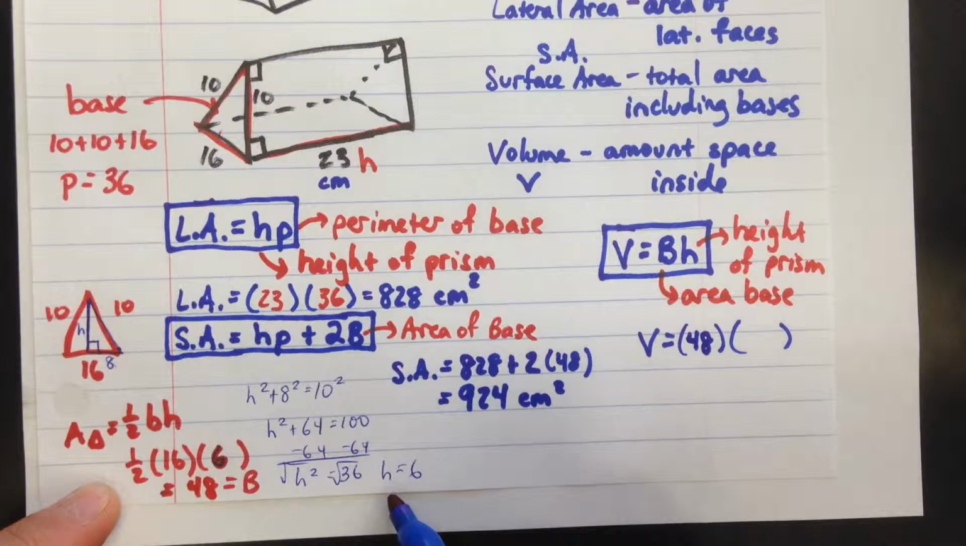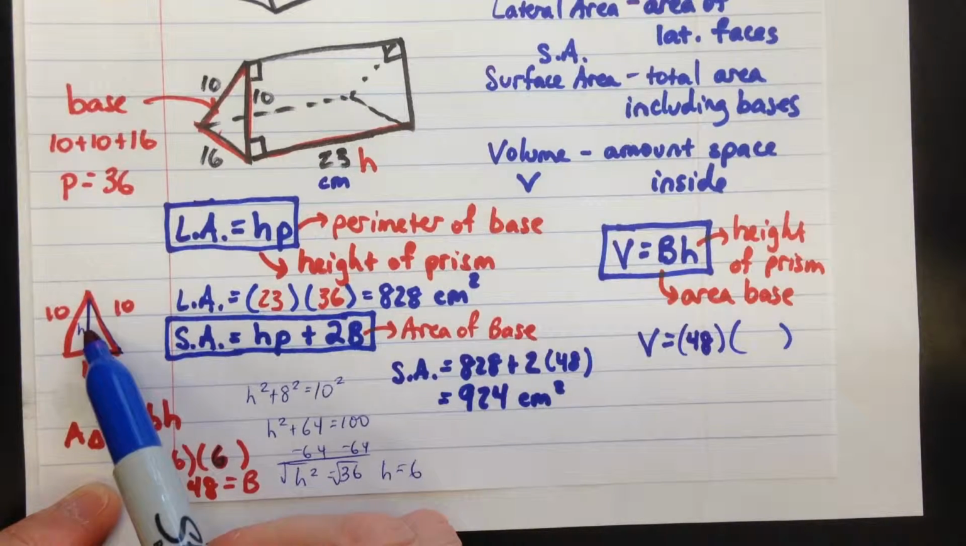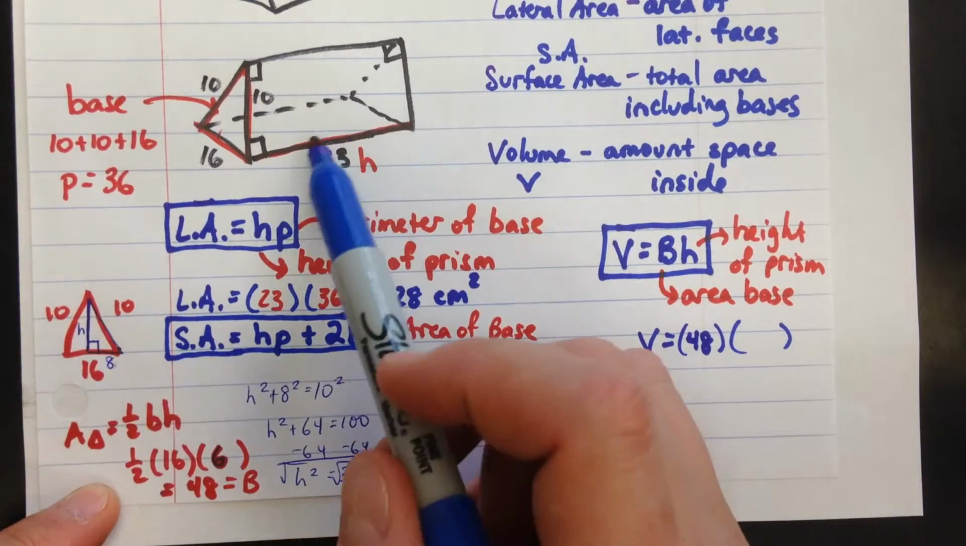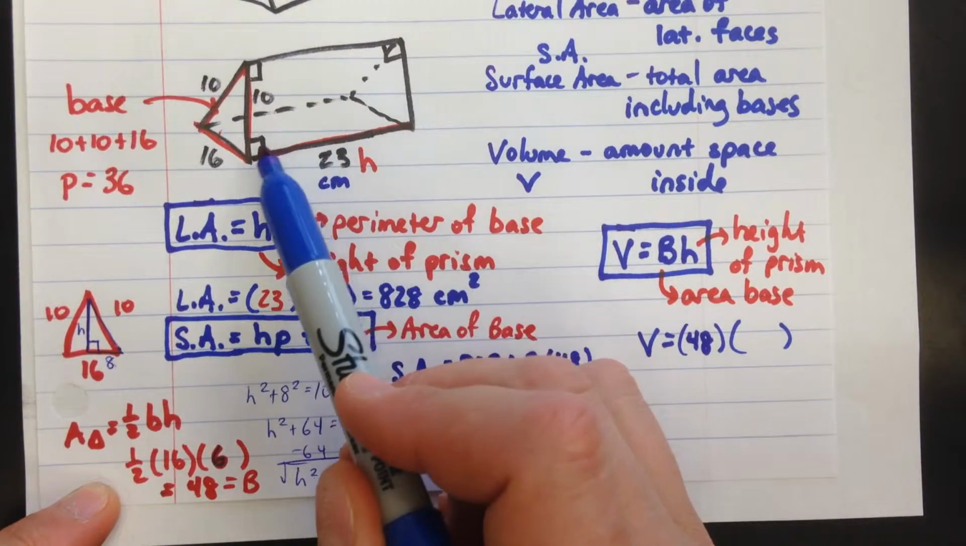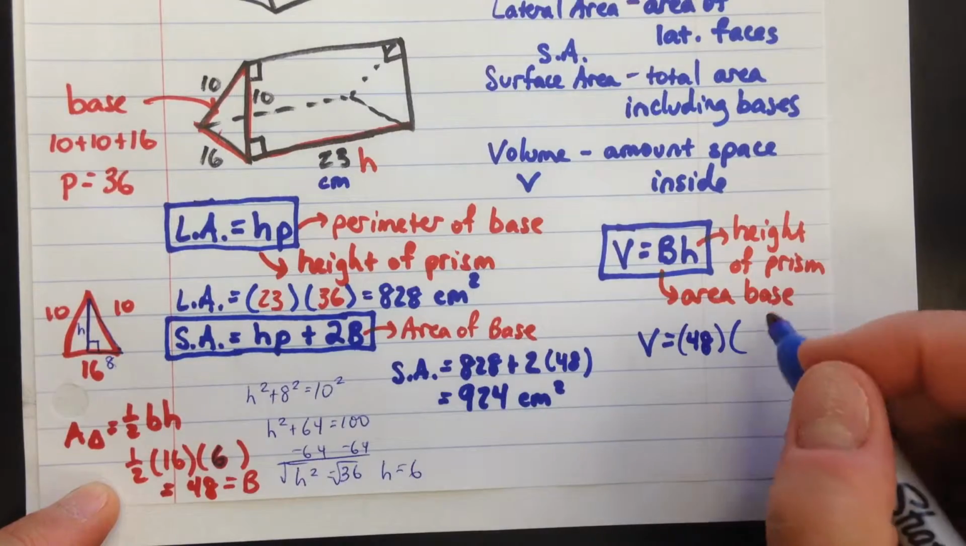Now we solved Pythagorean theorem. We got H is 6. That's the height of the triangle. That's the height of the base. That's not what we're using. We want the height of the prism. That's the distance between the bases. So that would be this segment here, 23.